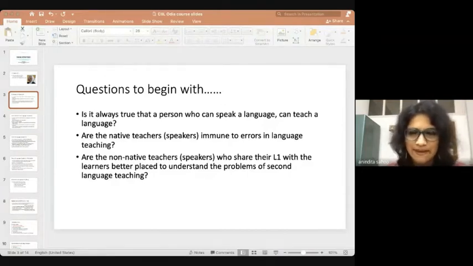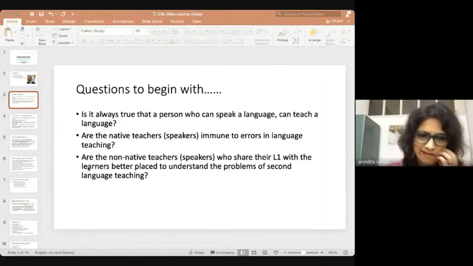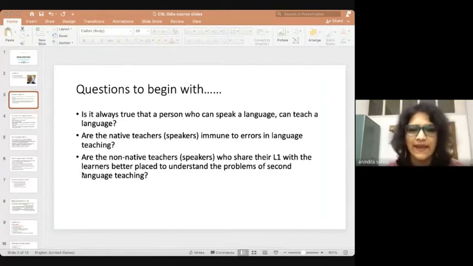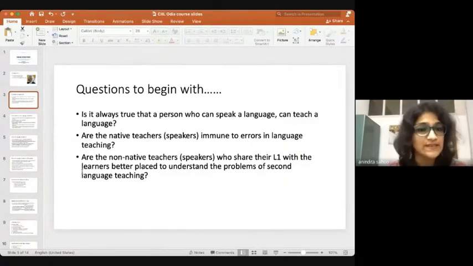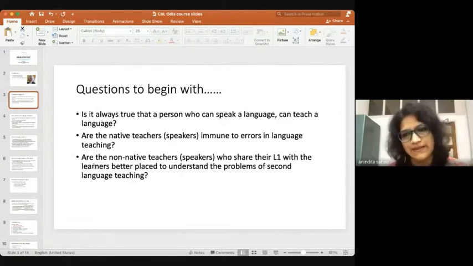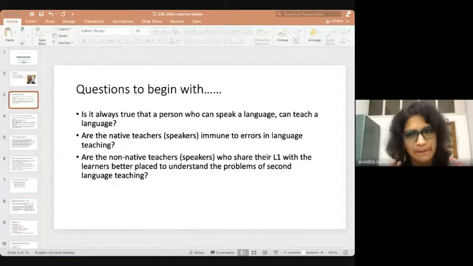Even though I speak Odia, it is not necessary that I can teach Odia. So just by being a speaker, you cannot be a teacher of that particular language. That is the question we need to discuss. And what are the specific qualities one must have when you are teaching a language? Is it always true that a person who can speak a language can teach a language? I would like you to remember this question and get back to me with the answer by the end of the session.